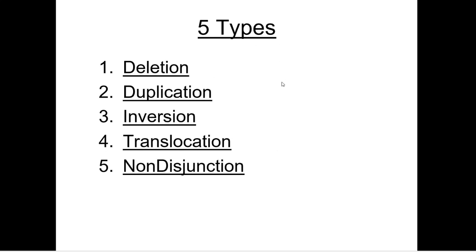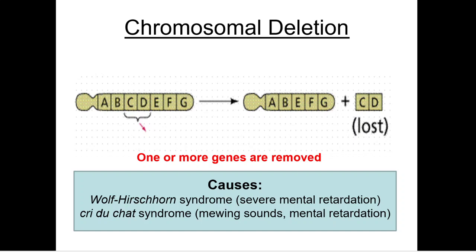Okay? And there are 5 types we're going to talk about. The first one is deletion. The second one is duplication. The third one is inversion, then translocation, and non-disjunction. All right, let's talk about the first one.